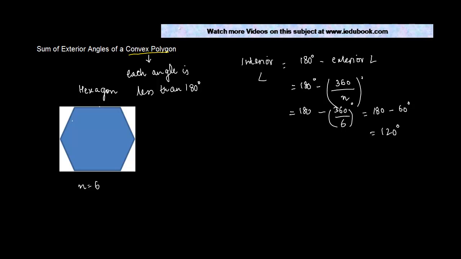right? So in this particular hexagon, what we notice is that each of these angles is 120 degree, right? So in such a case, what happens is this is a convex polygon. Why? Because each angle is less than 180 degree. Okay.